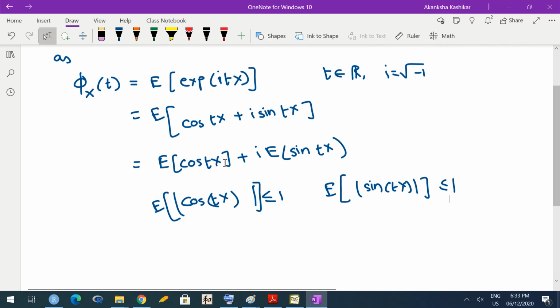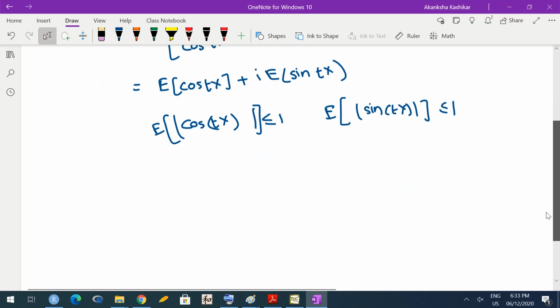So these numbers are always finite. So phi X is always finite. Hence, characteristic function is preferred over MGF or PGF, because MGF and PGF exist only over certain ranges of t and s respectively. Okay, so let us consider a few properties of characteristic function.